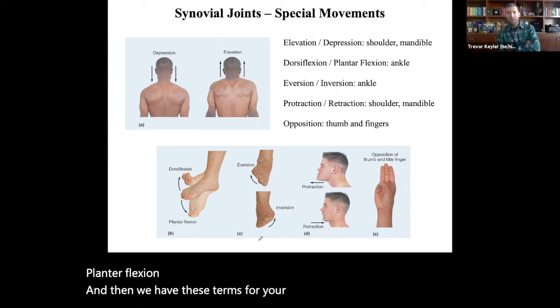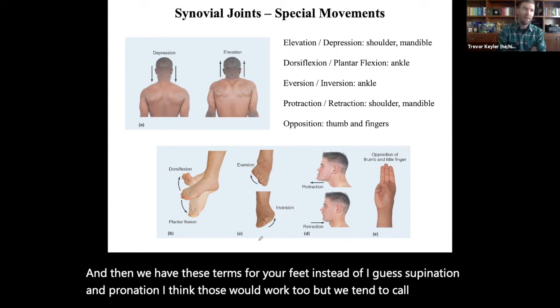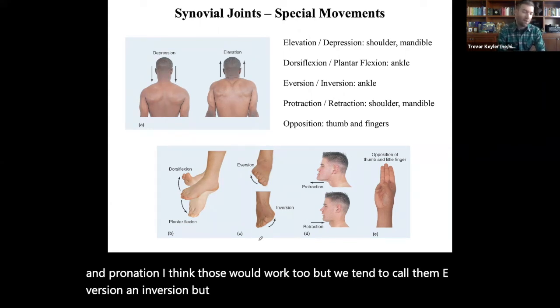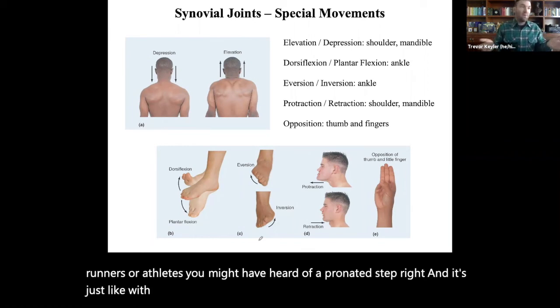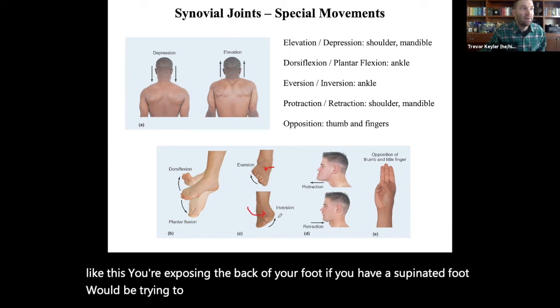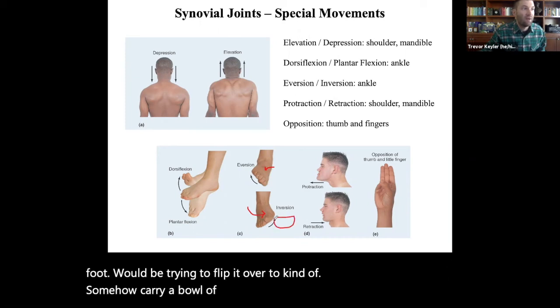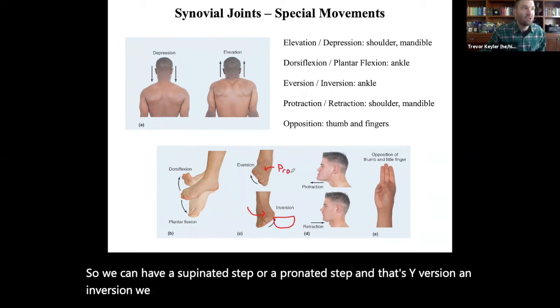Instead of, I guess, supination and pronation, I think those would work too, but we tend to call them eversion and inversion. But if any of you in here are runners or athletes, you might have heard of a pronated step, right? And it's just like with your hands. So if you have a pronated step, it's going to look like this. You're exposing the back of your foot. If you have a supinated foot, you'd be trying to flip it over to kind of somehow carry a bowl of soup with your foot, okay? So we can have a supinated step or a pronated step, and that's eversion and inversion. We tend to use pronation, supination more than we do eversion, inversion.